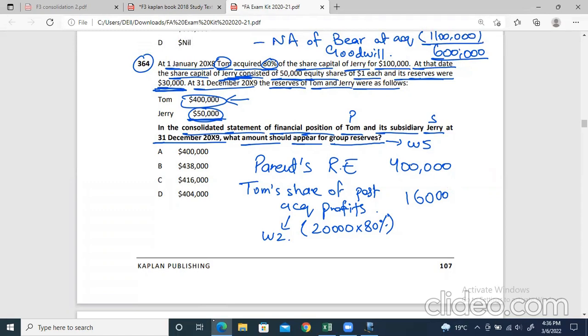Okay, right, sure. So these two things we add, there is no kind of any unrealized profit, anything else, because these are just the introduction questions. When we add these both amounts, this is 416,000. Okay, and this is the group retained earnings figure of working 5. Okay, so the correct answer over here will be option C, 416,000. Okay, right, got it clear?